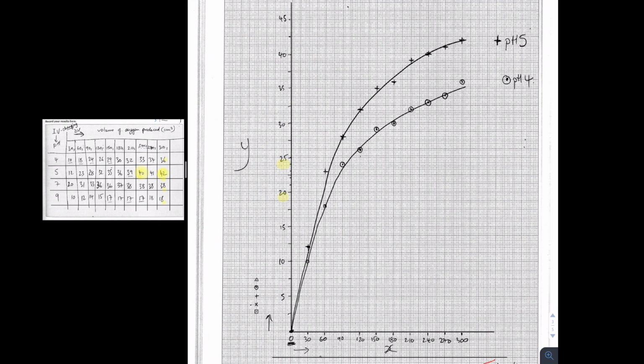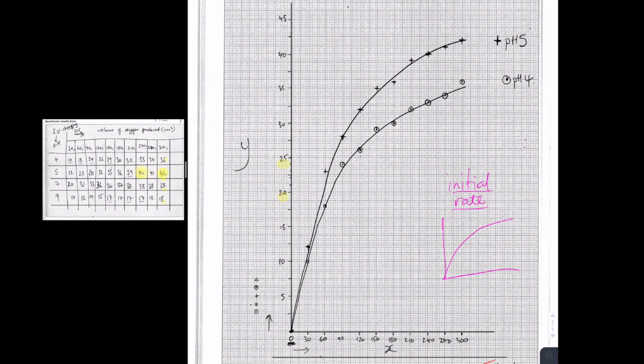But what we do now is we do a numerical analysis of that. So we don't just base that on what we see, but we actually prove it with numbers. Okay, and the way we do that is by calculating what we call the initial rate. The initial rate, okay? So, remember what we said before, that during an enzyme-catalyzed reaction, the rate is highest at the beginning and then it slows down.